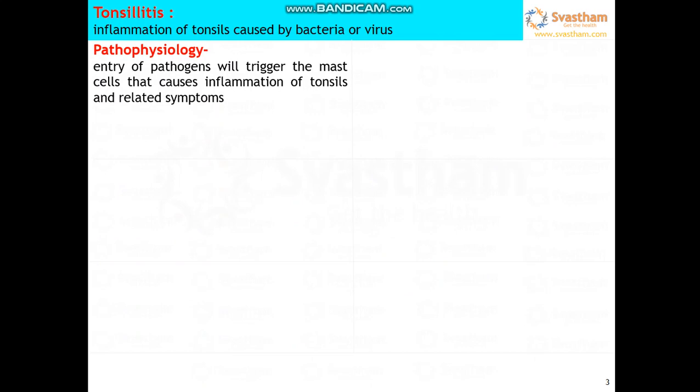If we try to understand how it happens, it is basically an entry of pathogens which trigger our mast cells that causes inflammation of tonsils and also increases related symptoms.